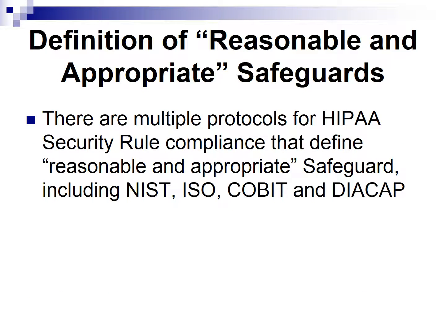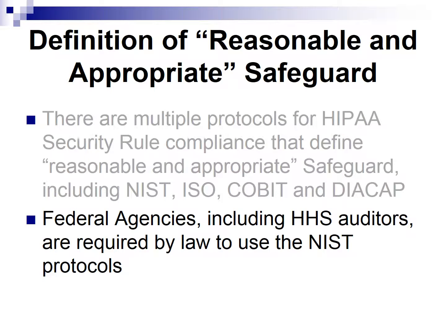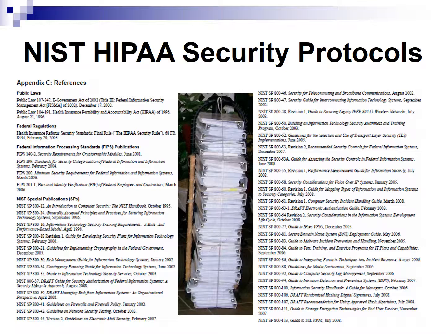There are multiple security protocols that define reasonable and appropriate safeguards, including NIST, ISO, COBIT, and DIACAP. However, federal agencies, including HHS auditors, are required by law to use the NIST protocols. While NIST 800-66 and its associated references are well written and extensively documented, they are not user-friendly in their raw form. While hospitals and large practices can hire expensive experts to apply these protocols, such expensive expertise is largely out of the budget for small groups.